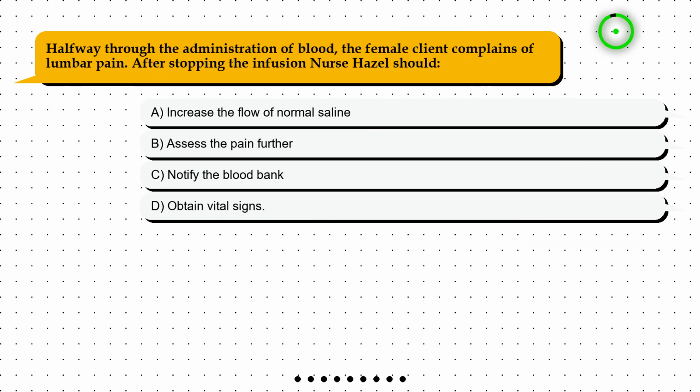Question 7. Halfway through the administration of blood, the female client complains of lumbar pain. After stopping the infusion, Nurse Hazel should Option A. Increase the flow of normal saline. Option B. Assess the pain further. Option C. Notify the blood bank. Option D. Obtain vital signs.